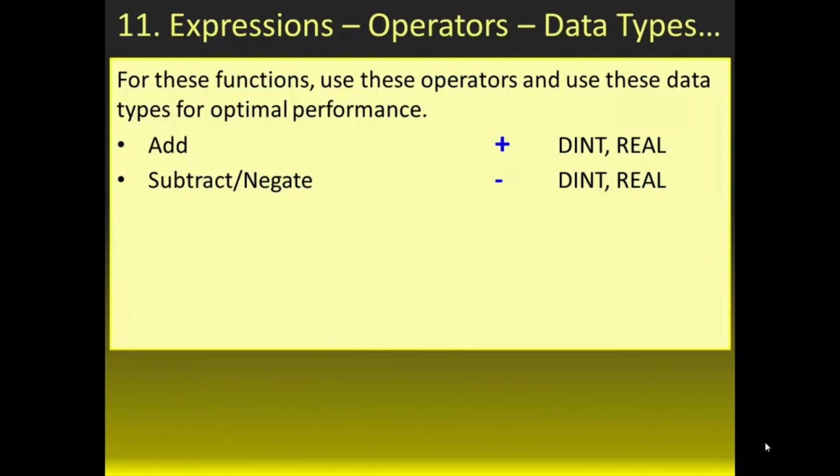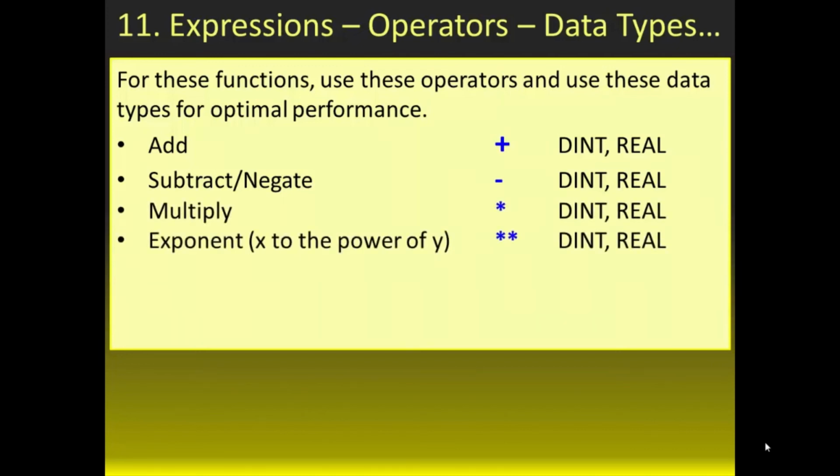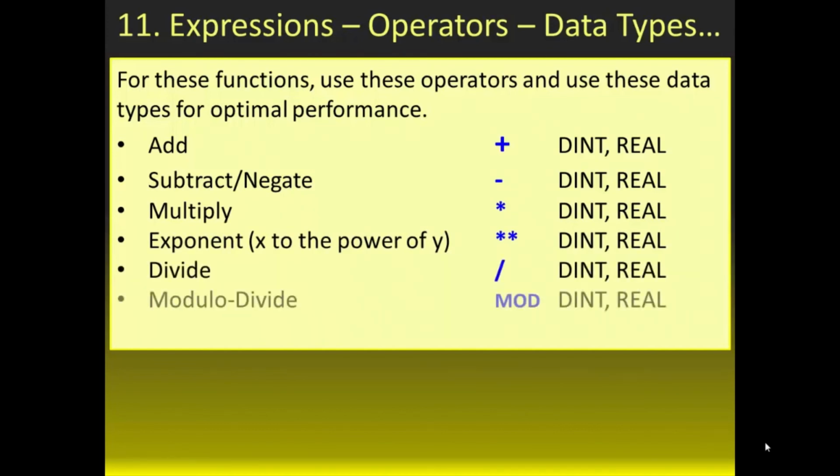Well, the native data type for the 32-bit memory of the Logix engine is double integer. So in many cases, if you're going to work with single integers or integers, it may convert it to a double integer to do the operation and then convert it back to whatever data type you selected for the result. It's always better to work with double integers and real than the other atomic data types for these operators. Multiply, use an asterisk. Exponent, x to the power of y, double asterisk. Divide, slash. Modulo divide, MOD.